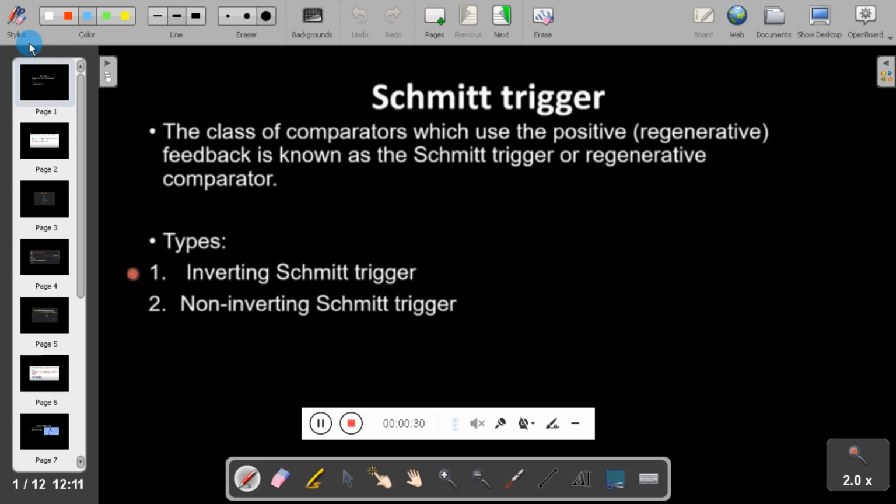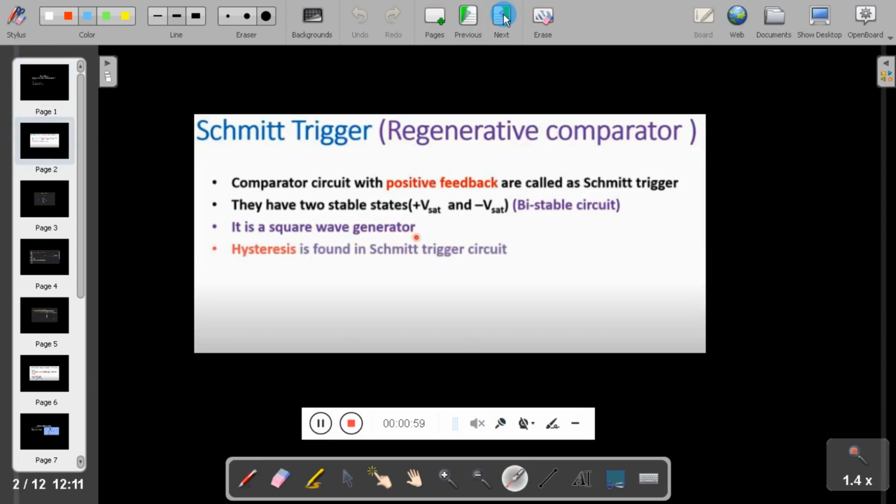A Schmitt trigger is a class of comparator which uses positive feedback. A comparator with positive feedback is known as a Schmitt trigger. The positive feedback is also known as regenerative feedback. In Schmitt trigger, there are two types: inverting Schmitt trigger and non-inverting Schmitt trigger.